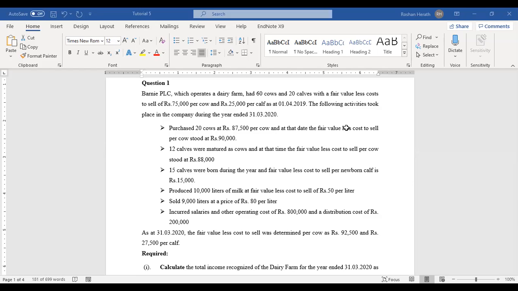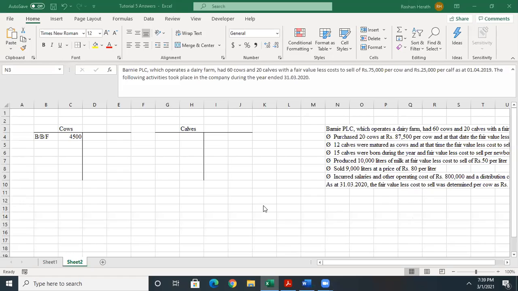Let's take the figures in thousands. It's 4,500. And also here we have 25,000 per calf. You can't see the Excel, sorry. Okay. So let me share the screen. Right. Now I think you can see that.